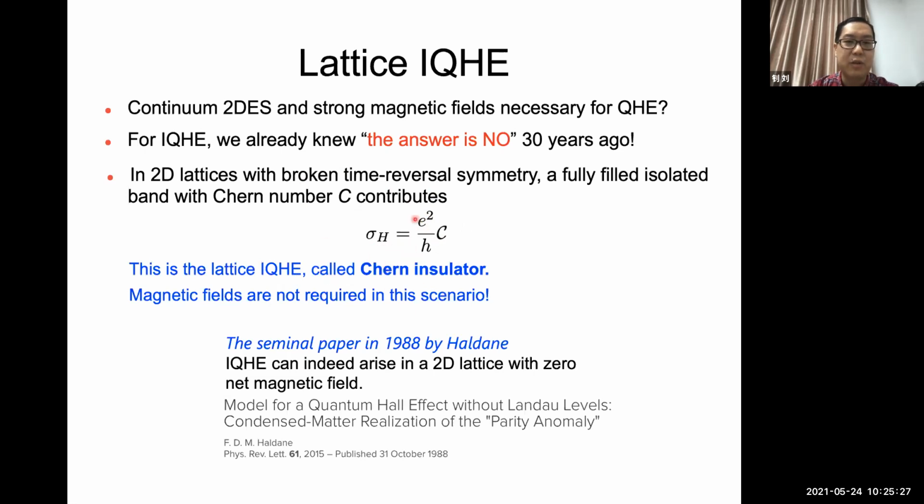Here, Chern means the transport depends on the Chern number C, and insulator means we must have a fully filled isolated band, so the Fermi energy is within the band gap. And magnetic fields are not required in this scenario because we don't need a magnetic field to create a Bloch band with Chern number C, right? And in 1988, Duncan Haldane proposed a model for Chern insulator, and this is called the Haldane model.